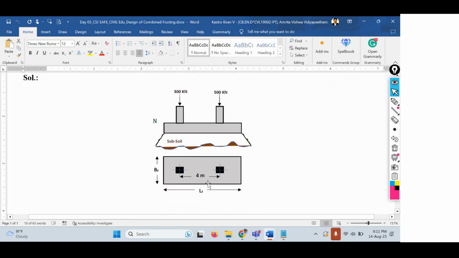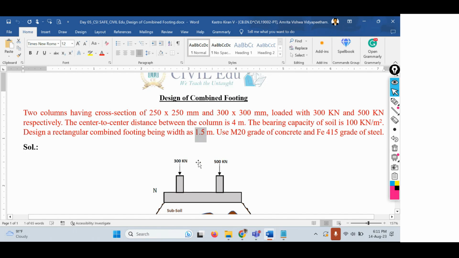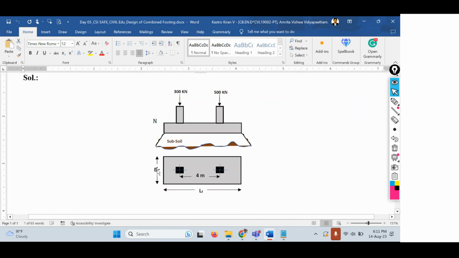So by maintaining 4 meters center to center distance, we have to design the footing in such a way that the width of the footing is limited to 1.5 meters only. Length you can provide as much as you want, but width is limited to 1.5 meters. And the center to center distance between the two columns is also limited to 4 meters. Both columns are carrying different loads, not equal capacities. One is 300 kilonewtons and the other one is 500 kilonewtons. So for this, we have to design the combined footing.